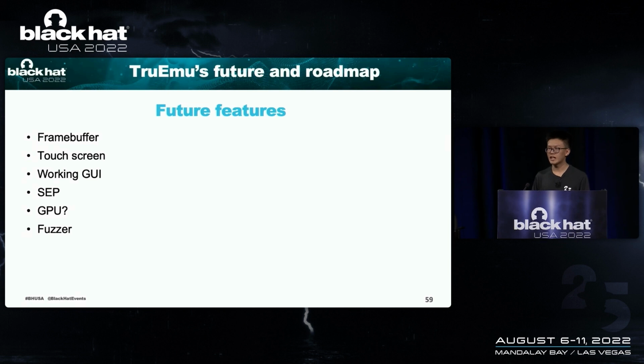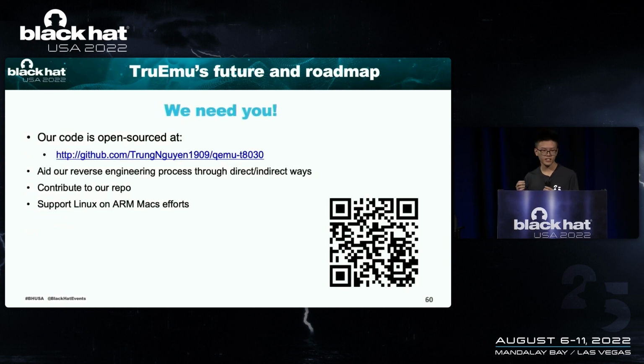We also want to emulate SEP because SEP is an essential part of iOS, and as the name suggests, Secure Enclave Processor, it contains a lot of security-related functions, so it is an interesting target to emulate. We also need to emulate the GPU because the iOS GUI uses a lot of GPU, and apparently it refuses to work without the GPU implemented. And we also want to improve our fuzzer to get some bugs. To do that, we need your help.